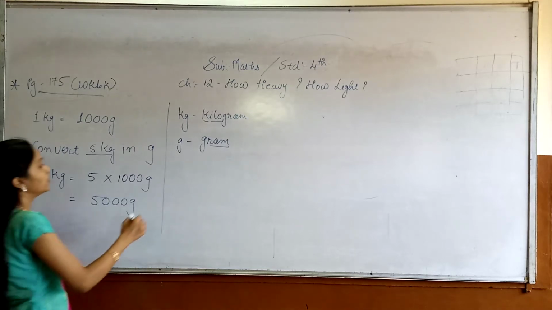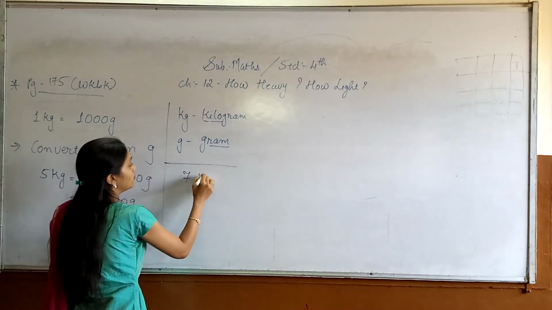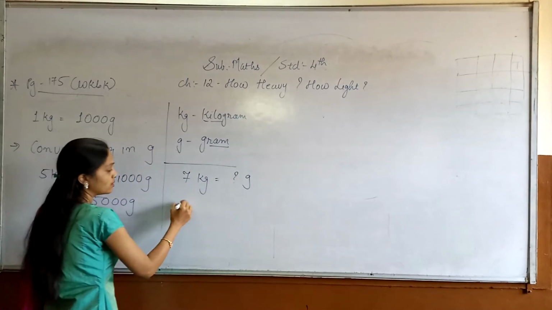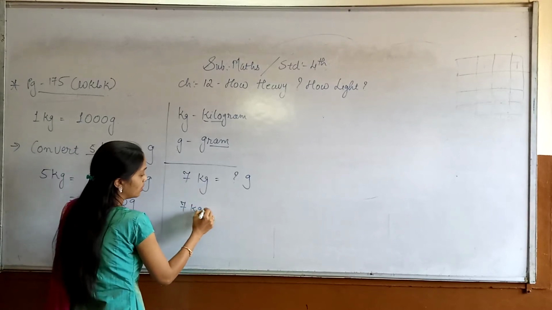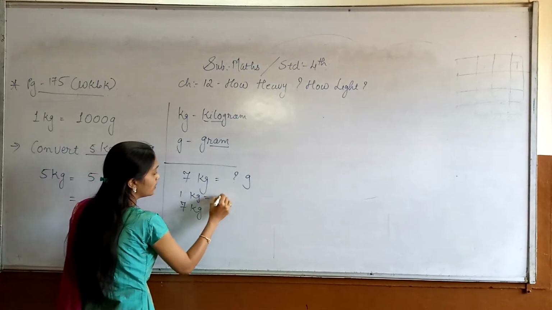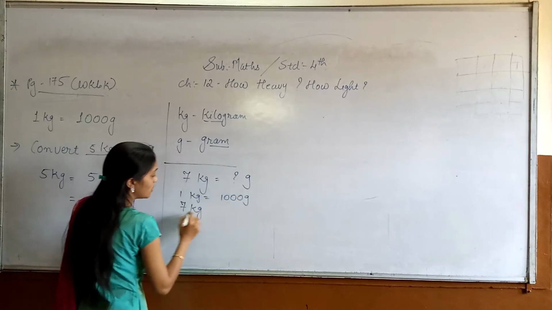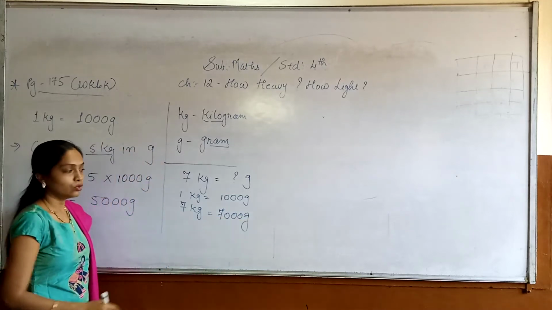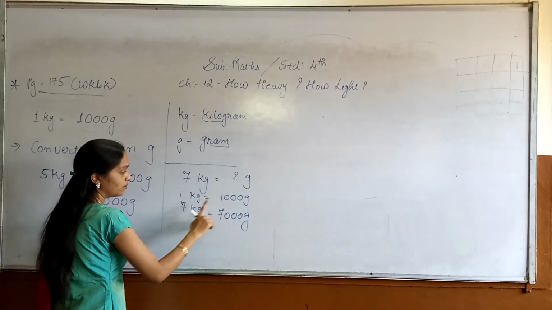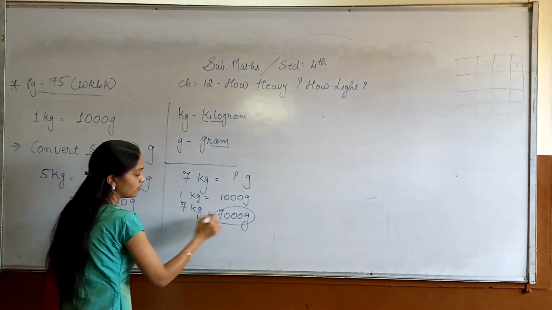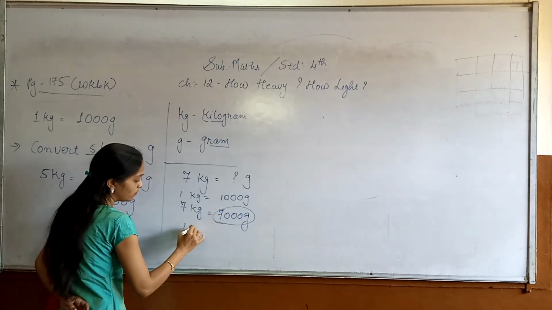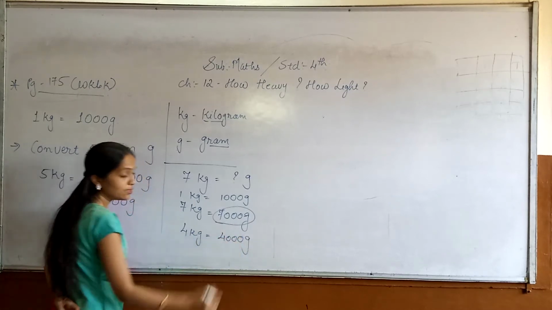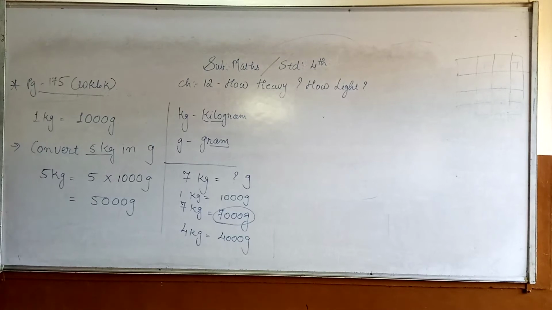Next, one more example I will do. If it is given 7 kg equal to how many grams? First we write 1 kg equal to 1000 grams. So 7 kg equal to 7000 grams. Directly you can write, you multiply with this 1000. 7 multiply with 1000, so you will get 7000. Or if it is given 4 kg equal to how many grams? 4000 grams. Very easy. Directly you multiply with the 1000.